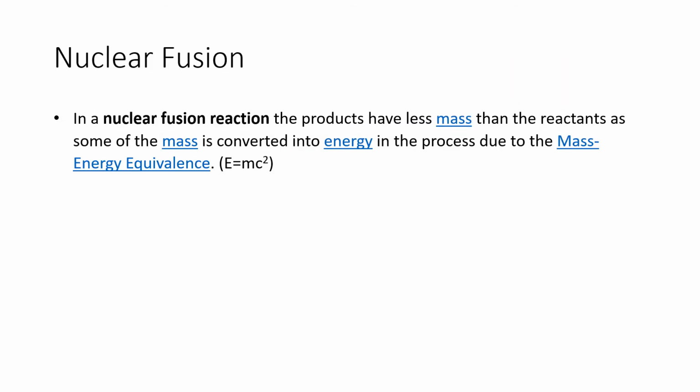In a nuclear fusion reaction, the products actually have less mass than the reactants, as some of the mass is converted into energy in the process, due to something called the mass-energy equivalence. This you may recognize as E equals mc squared. It turns out when fusion occurs, energy is released because some of that mass decreases. The energy and mass are equivalent, and so the mass is in fact converted into a huge amount of energy.